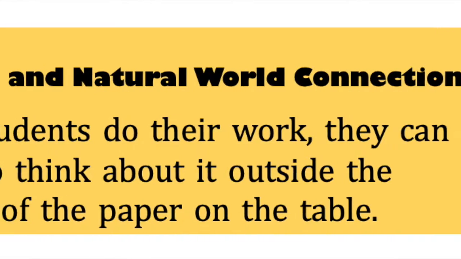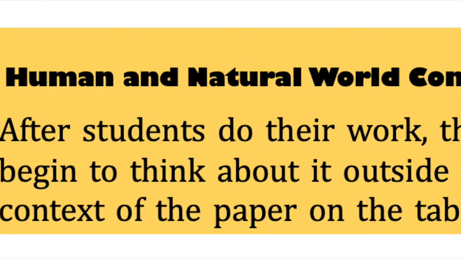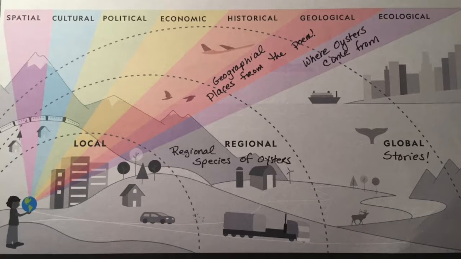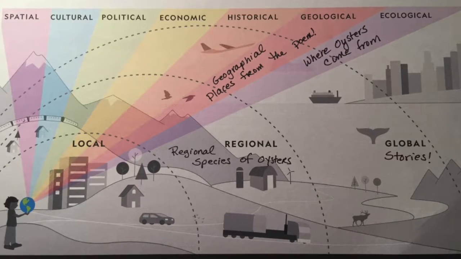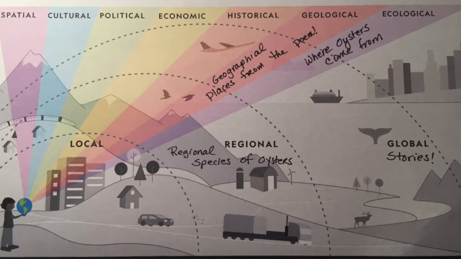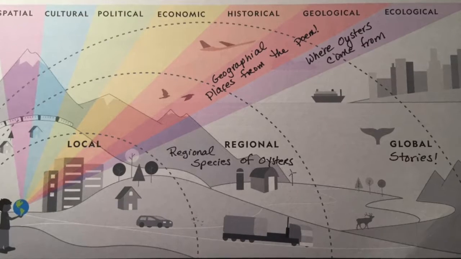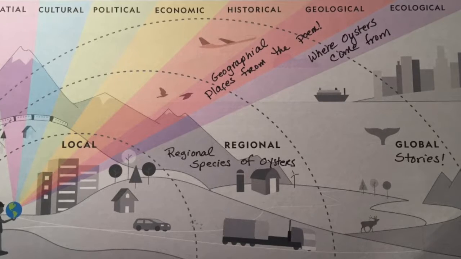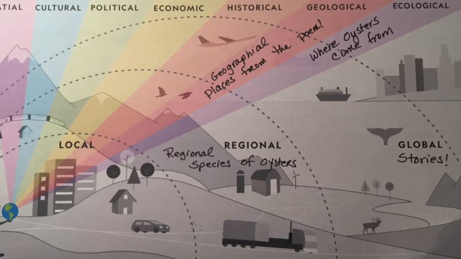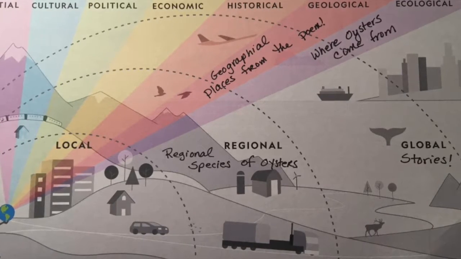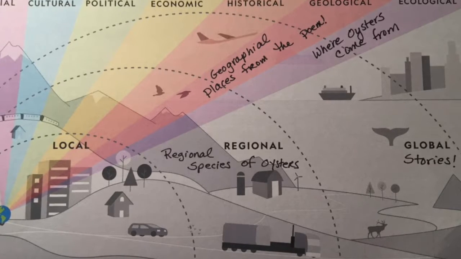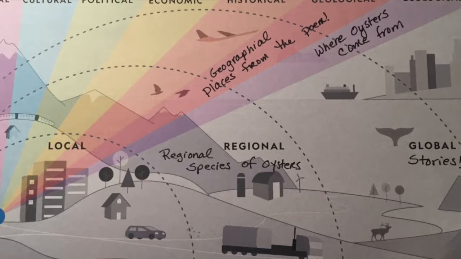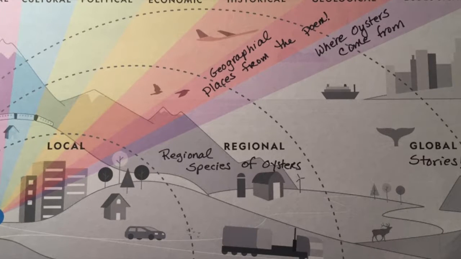The National Geographic Human and Natural World Connections. After the core work is done, then it's time to look at the National Geographic Human and Natural World Connections. As you can see on this chart, we have the regional and the global, looking from where the oysters came from. We have the geographical, and we have the ecological. There's information in the website about where the oysters come from and how to farm them.